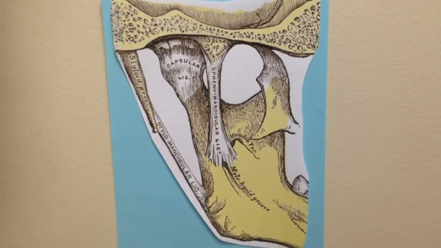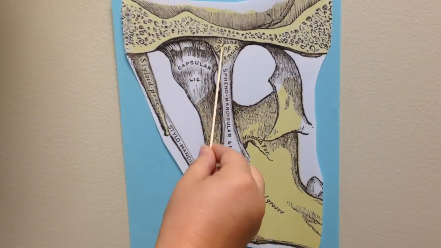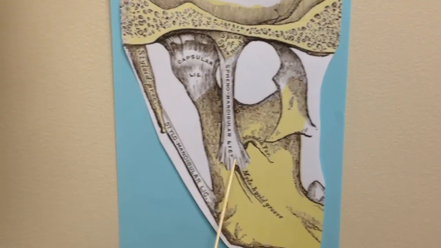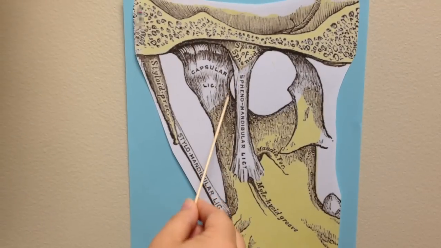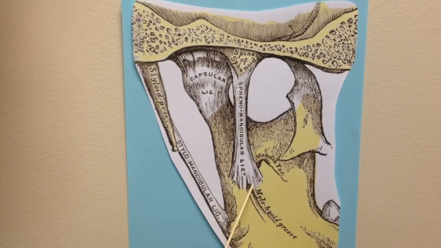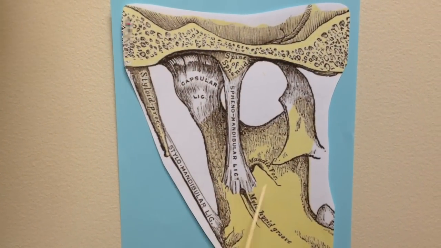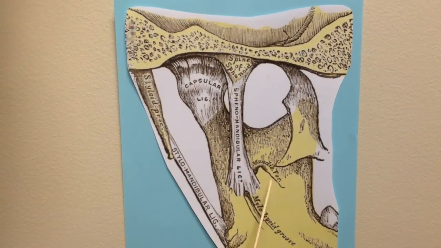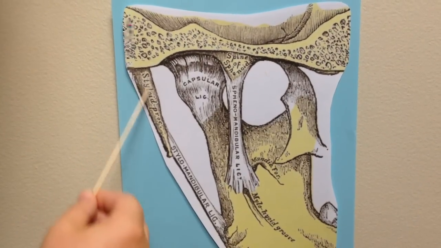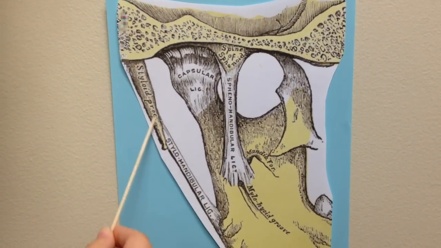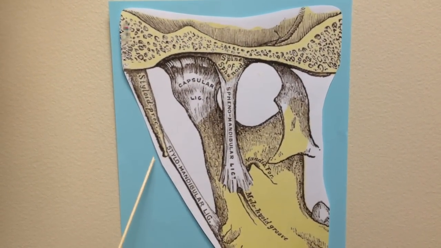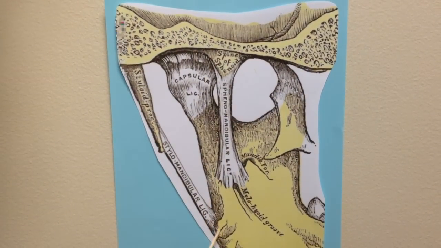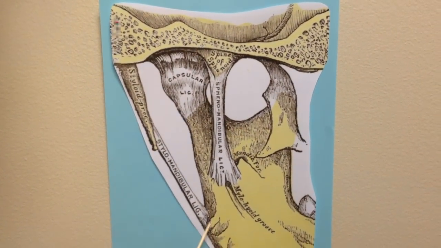Internally, the sphenomandibular ligament extends from the spine of the sphenoid bone to the interior surface of the mandible near the mandibular foramen. Also internally, the stylomandibular ligament extends from the styloid process to the posterior surface of the ramus and mandibular angle.